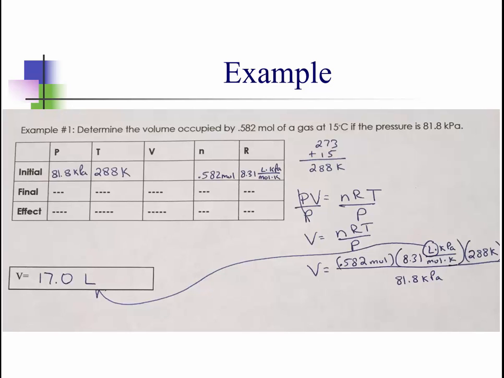And we want to make sure that we have the correct sig figs, and there are 3 sig figs in our problem. So there are 3 sig figs in our answer.